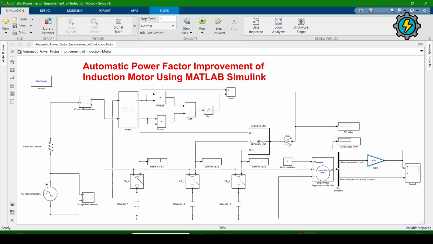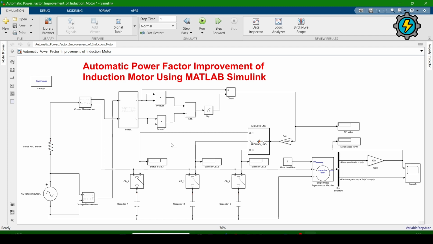And now we will understand why we connect this gain. So this gain is basically a value. I set the value of this gain to 10,000, because the power factor values are always less than 1. The 10,000 gain is multiplied with the power factor value, and it will convert it into a whole integer. So we can easily use the whole integer values in the program after. So for that I connect this gain.